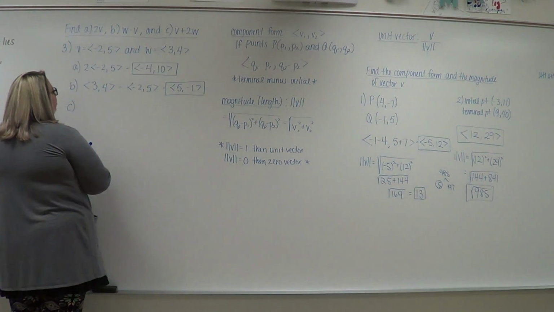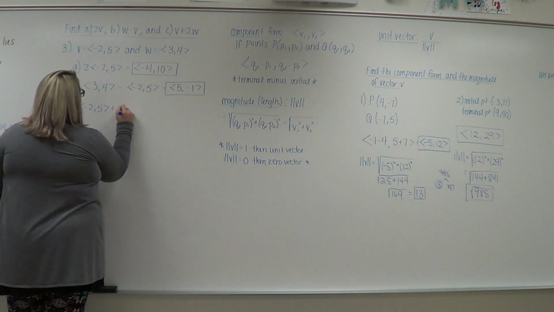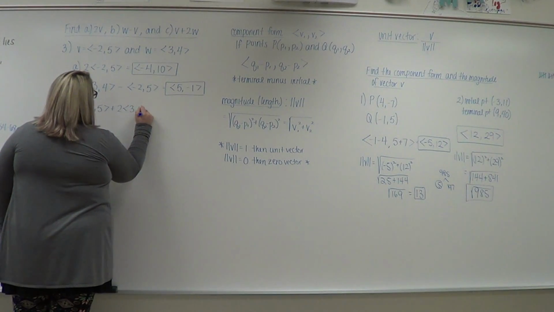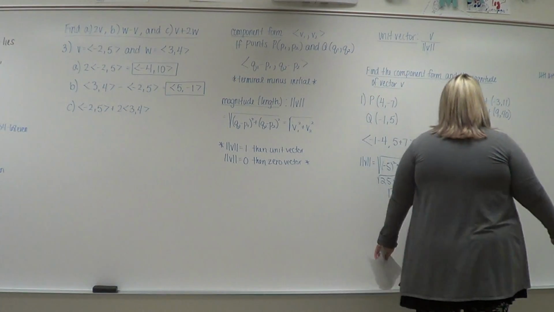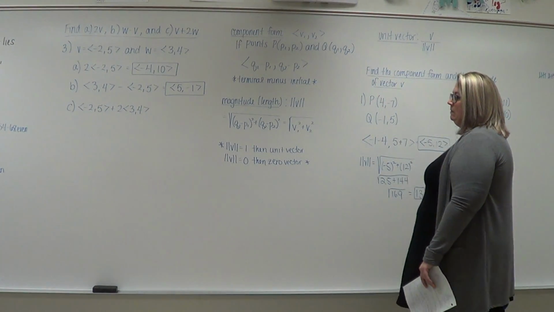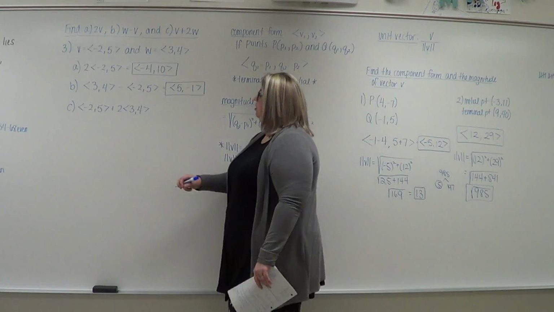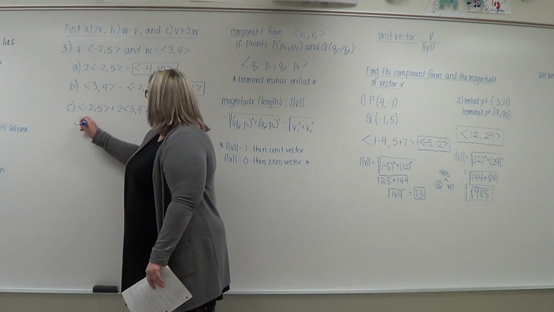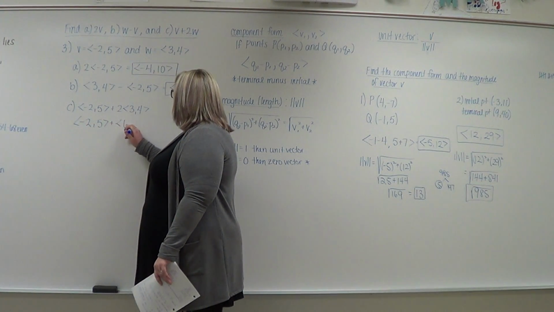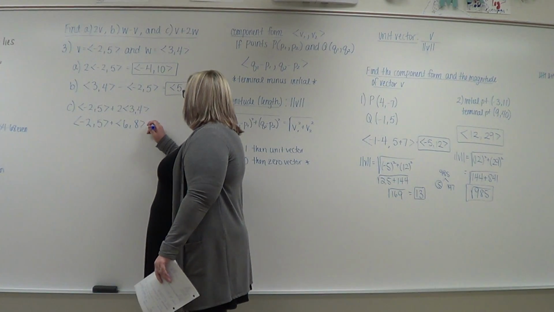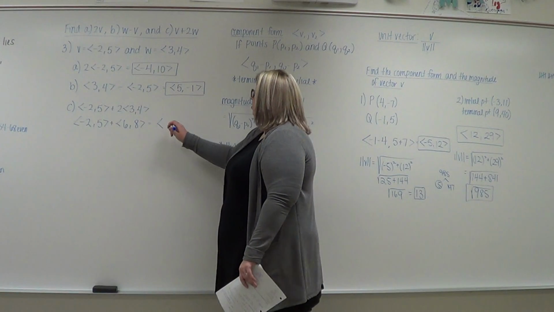And part C says we're going to do v plus 2w. So you have to take 2 times w first, then you add your v to it. So my v is going to stay the same. 2w would make that 6, 8. So what would my resultant vector be? 4, 13.